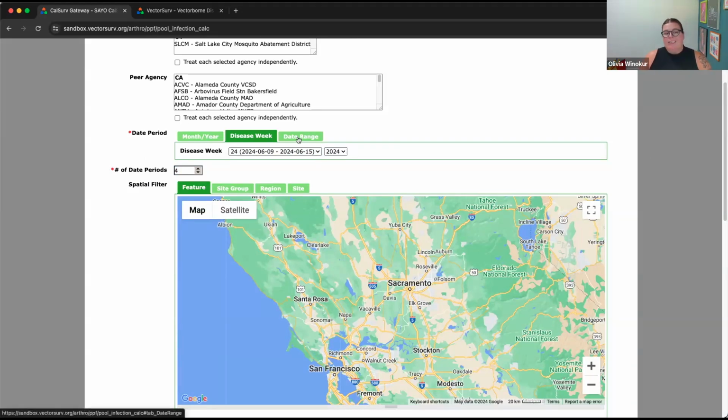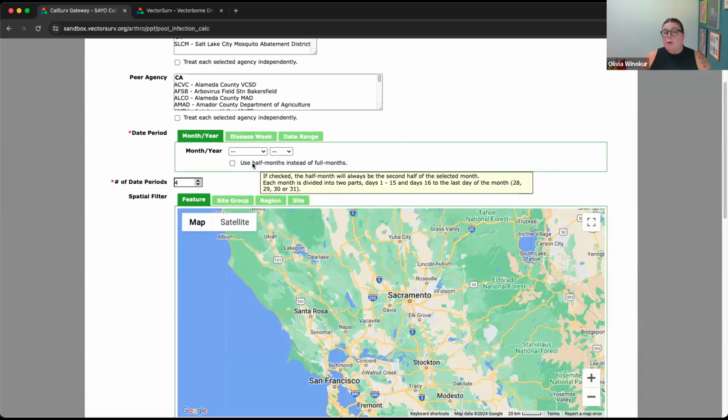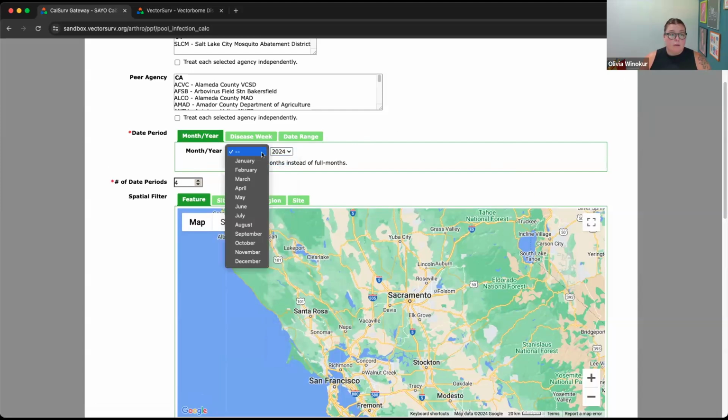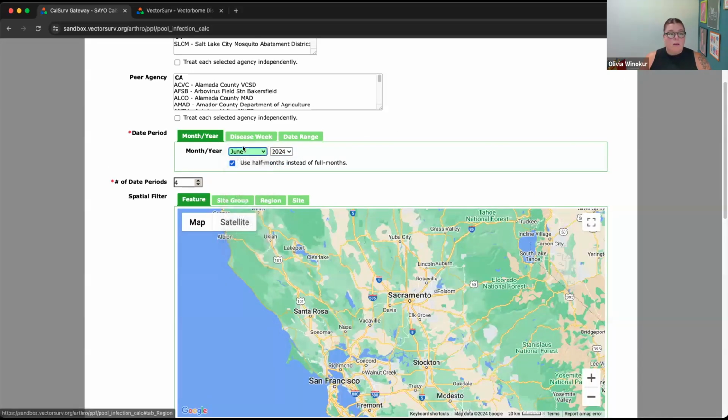You may be interested in this on a 2-week period, a half-month period. Maybe your action threshold is we enact control when there's more than 6 infected females per 1,000 tested in the 2 weeks prior. So you may want to run this on a 2-week scale. So let's just do that. We're going to use half months. We're going to look at this year. I haven't looked at this, so I don't actually know what's going on.